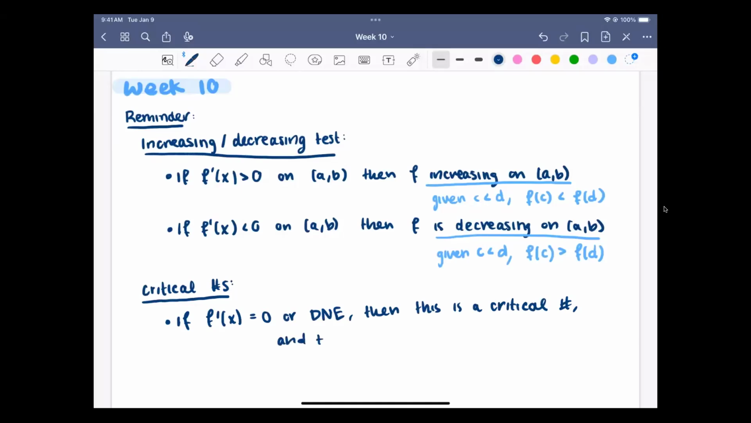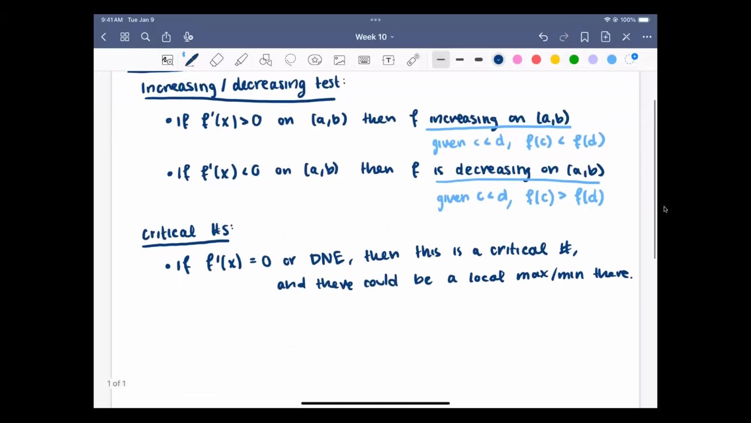And there could be a local max or min there. So it doesn't have to be the case that you have a local max or min there, but it could be the case that you have that. So maybe I'll just draw some pictures to illustrate.